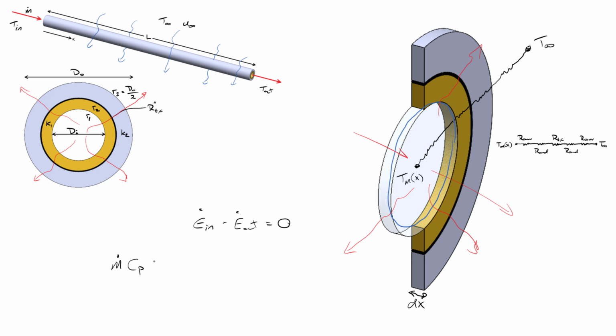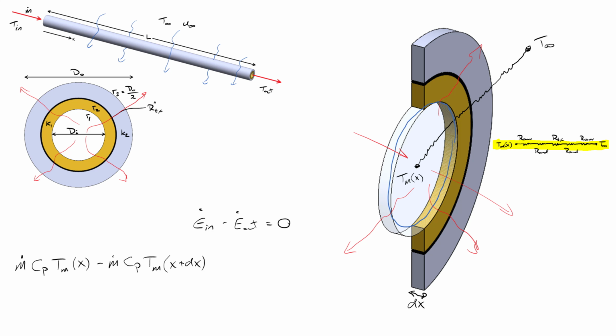It's going to be equal to the mass flow rate multiplied by the heat capacity times the mean temperature evaluated at x, and it's going to be leaving in the same manner. It's going to be convected outward, m dot Cp multiplied by the mean temperature evaluated at x plus dx.